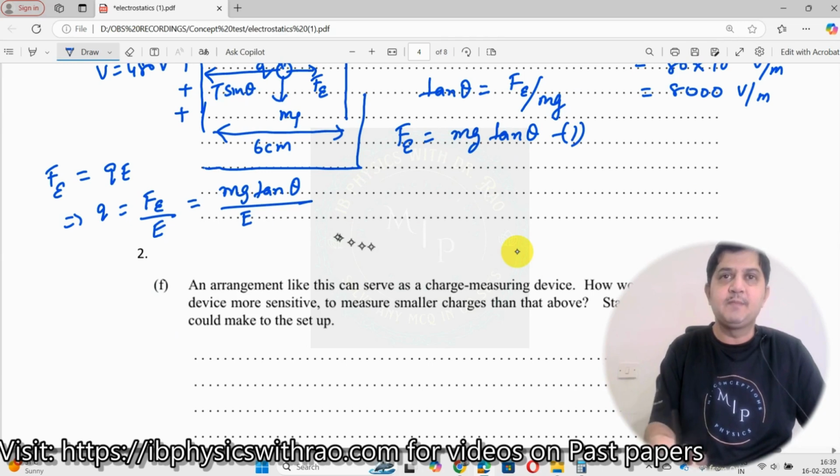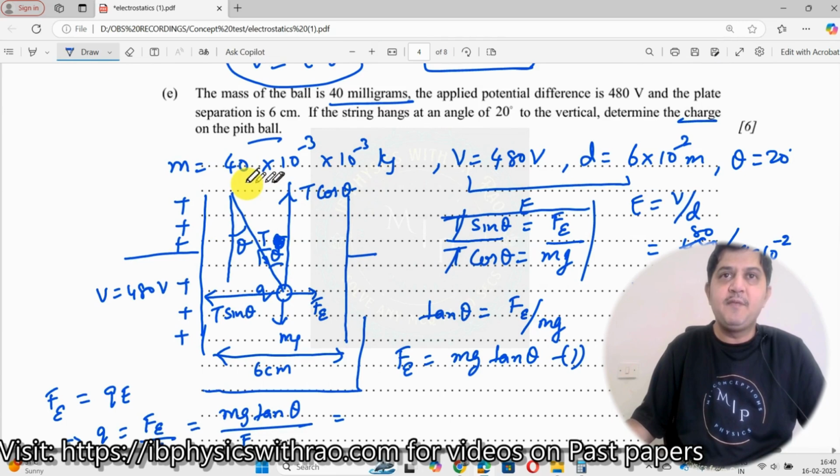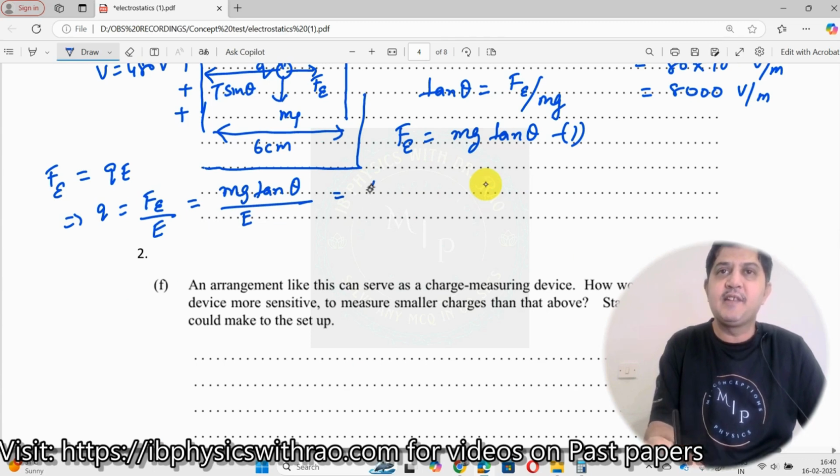Now I have everything. I can substitute all this here. What's the value of m? The value of m is 40 into 10 power minus 3, which is 40 into 10 power minus 6.